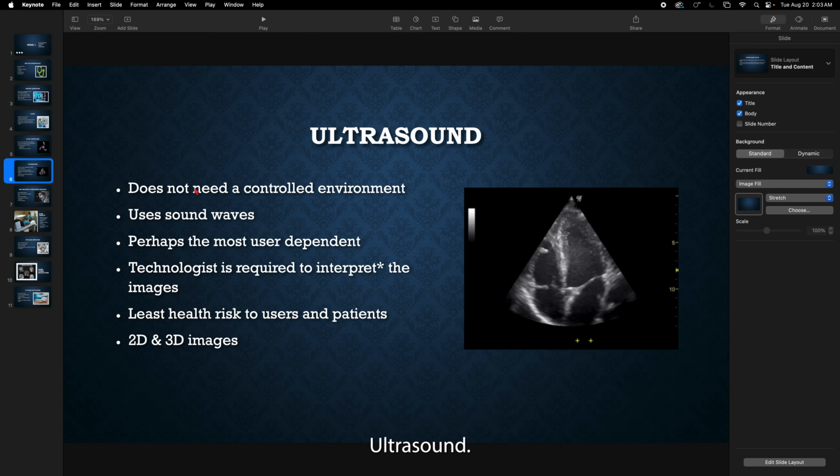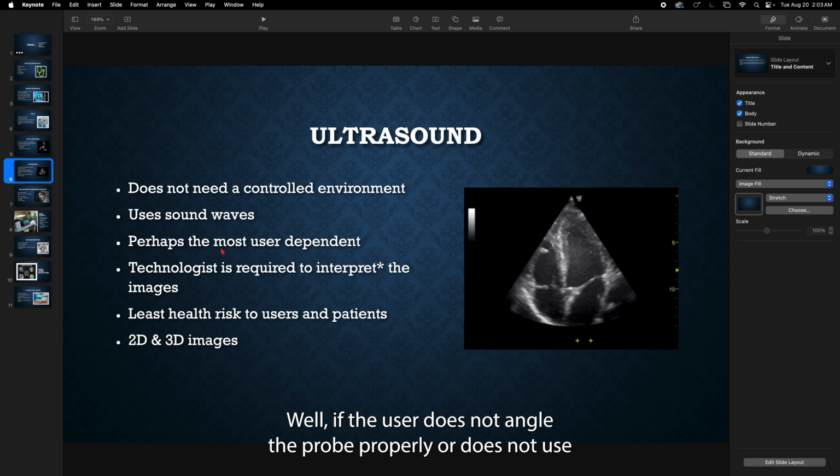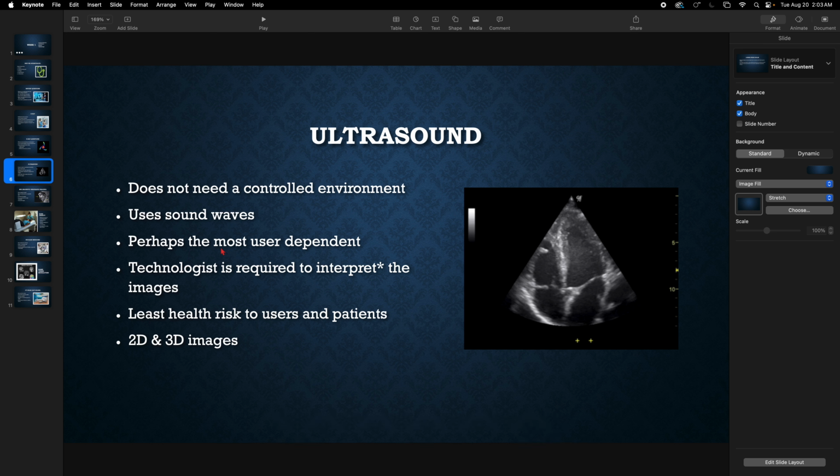Ultrasound. Well, ultrasound does not need a controlled environment because there's no radiation. We're using sound waves. It's the most user dependent. What does that mean? Well, if the user does not angle the probe properly or does not use the right technique and the right parameters, we won't get a good image. That's what it means by user dependent.